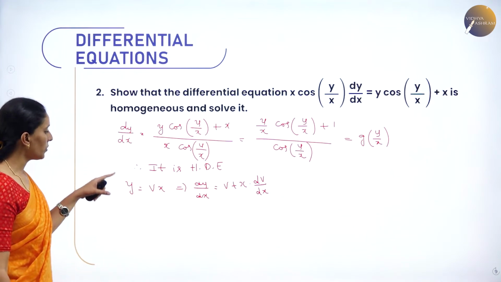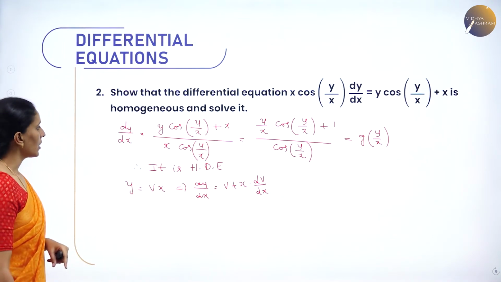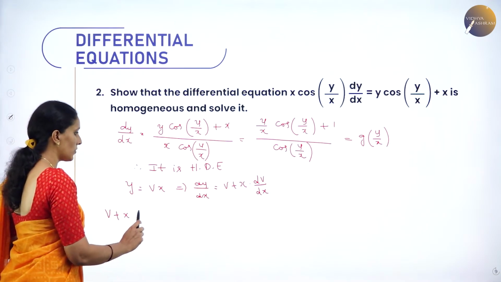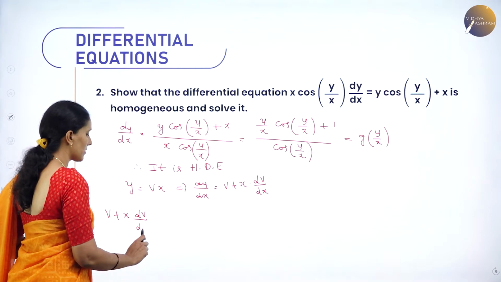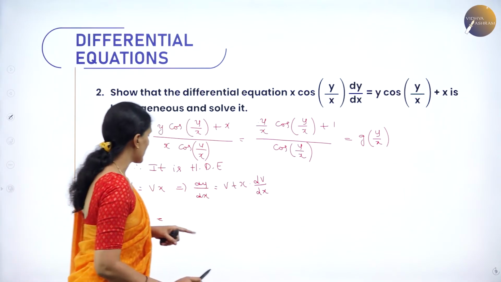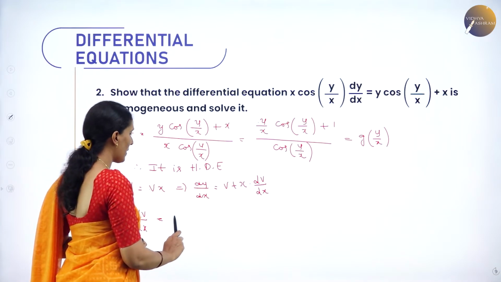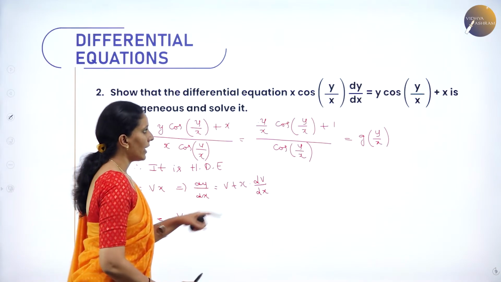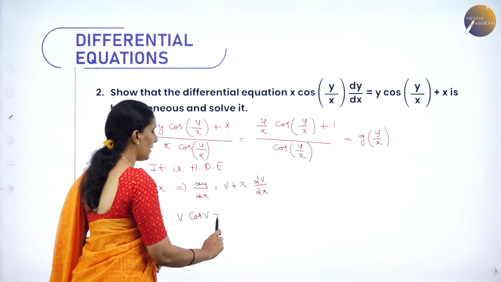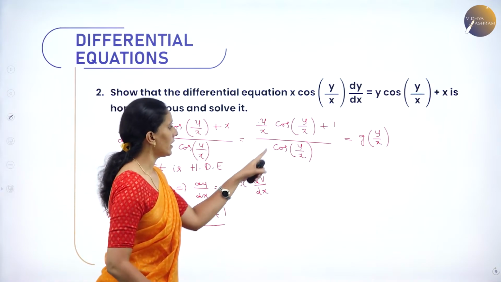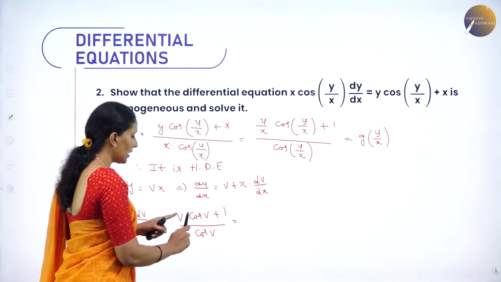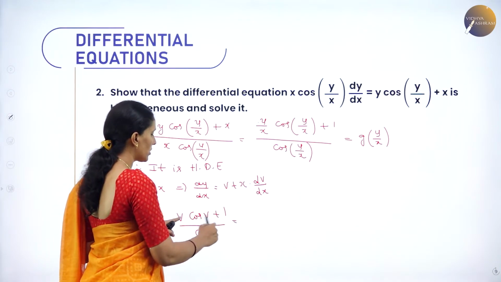Now let us substitute these two terms in the equation. So dy by dx can be written as v plus x into dv by dx. And there you can write y as vx, correct? So vx by x means it is v now. Again vx by x, it becomes cos v plus 1 divided by, here again cos vx by x becomes cos v. Now observe the right hand side, divide both terms by cos v.